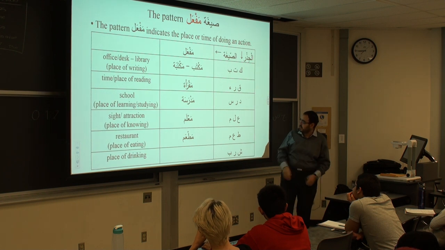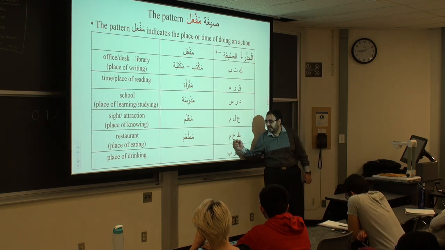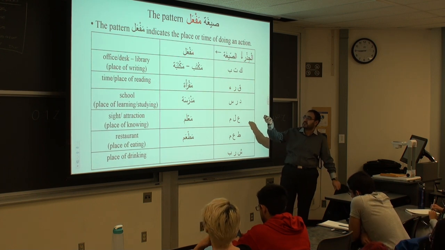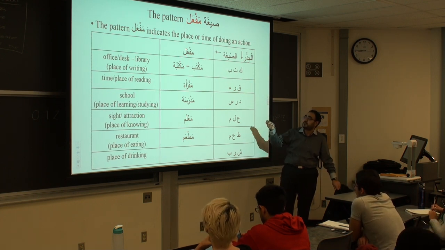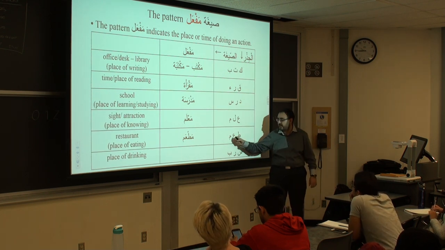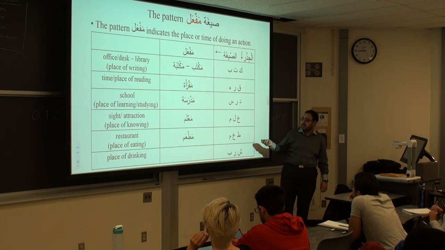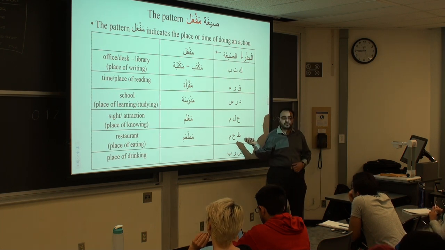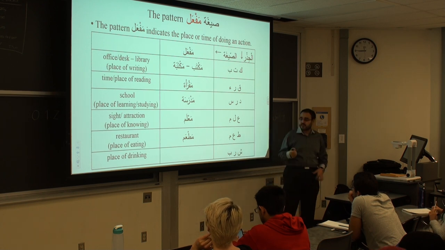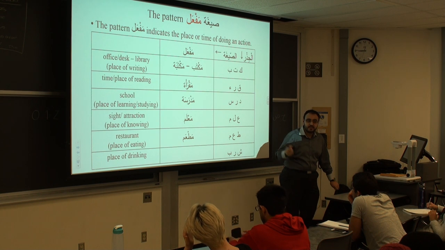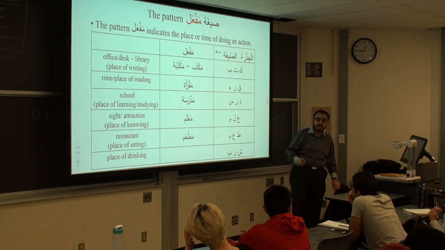Mat'am, okay? First of all, we form this word by replacing the fa with the first letter of the root, the ayn with the second letter of the root, and the lam with the third letter of the root, pa, ayn, mim, respectively, and then adding the extras. This root, pa, ayn, mim, has to do with eating. So mat'am will be literally the place of eating.